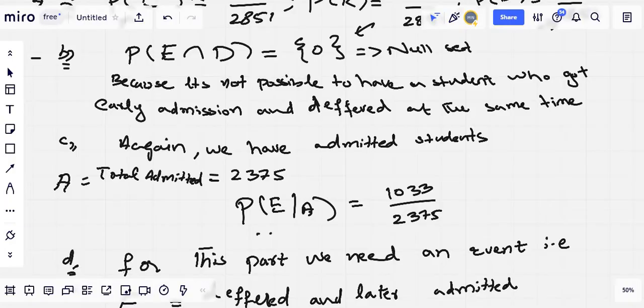So again we have admitted students, and the amount is 2375, and here we need to calculate a conditional probability, which says to calculate the probability of an early admitted student given the total number of admitted students. So from the given total, the probability of early admission is the same number, that is 1033 over 2375.